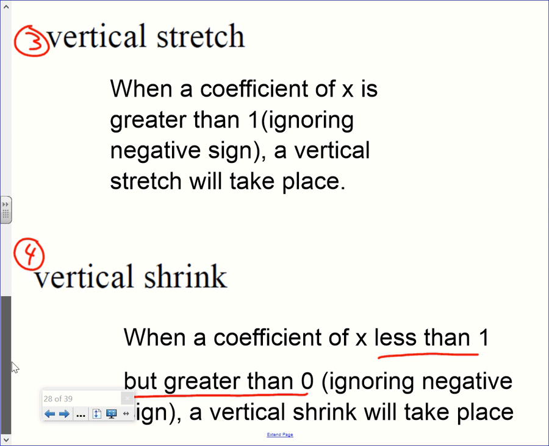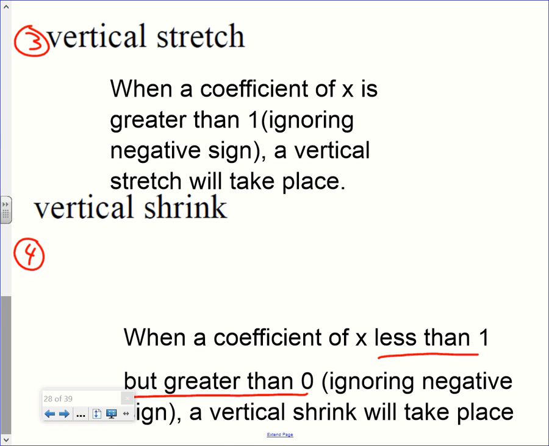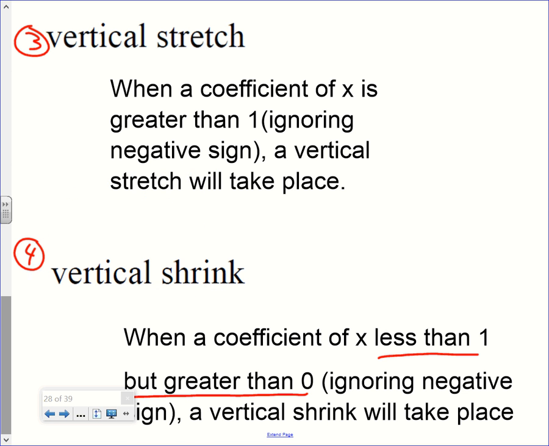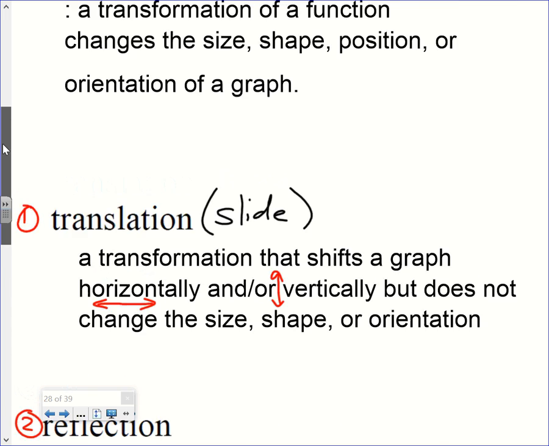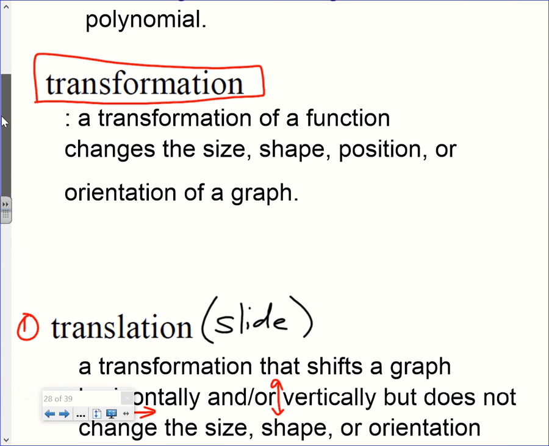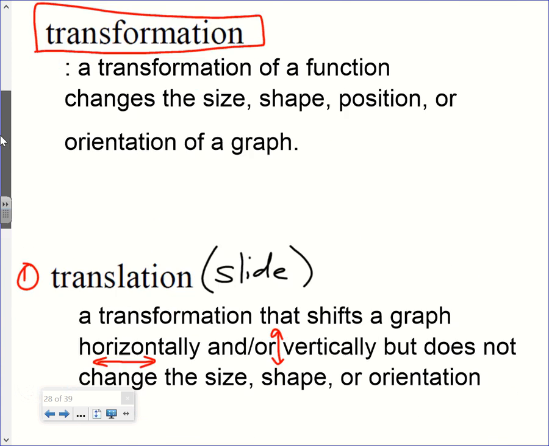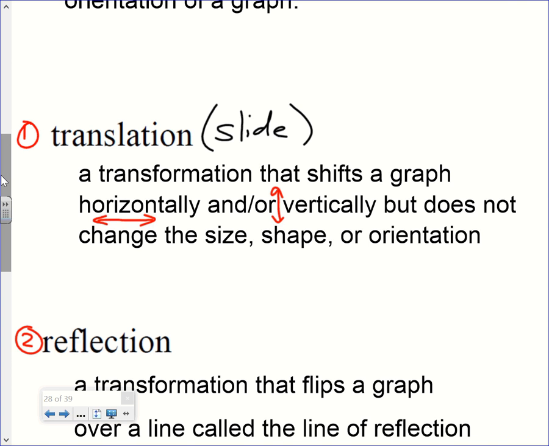The reason why I want you to number them is because I want you to understand you only have 4 to choose from right now. Only 4 kinds of transformations. So let's try that again here. We have transformation. There's 4 kinds of them. The first one is a translation, put number 1. Remember, that's just a fancy word for a slide.